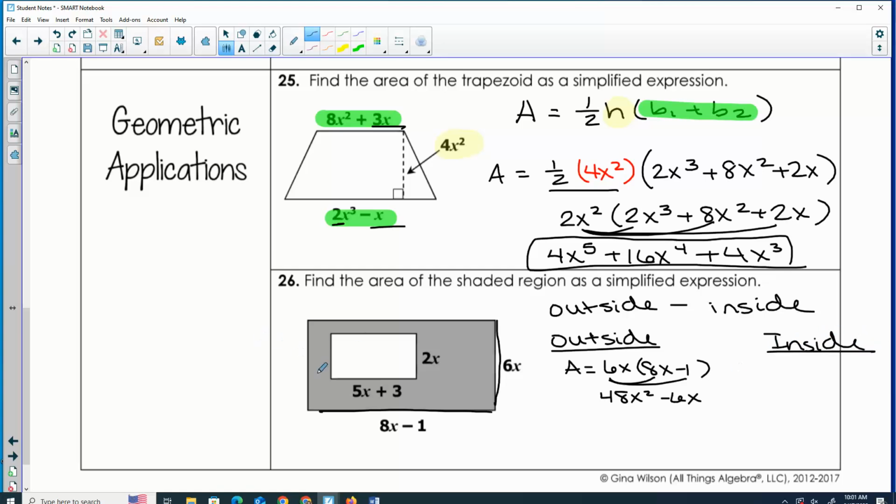Inside area, so this little rectangle on the inside. Length times width or base times height. So we have 2x times 5x plus 3. So 2x times 5x is 10x squared. 2x times 3 is 6x. And so then to find the overall area, we said the outside, so the big rectangle, minus the inside, the part we're cutting out.